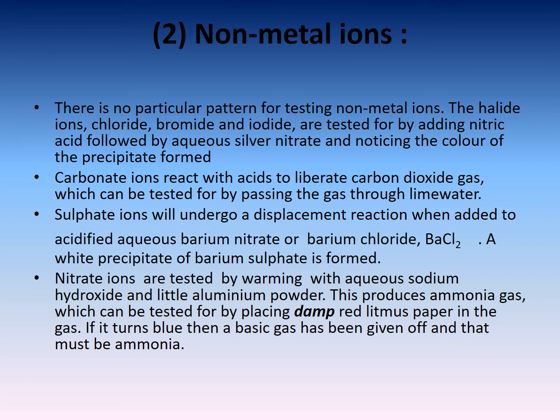Now from the previous table we have observed that there is no particular pattern for testing non-metal ions. The halide ions, which are chloride, bromide and iodide, are tested by adding nitric acid followed by aqueous silver nitrate and noticing the color of the precipitate formed.